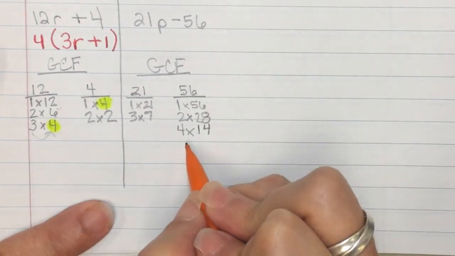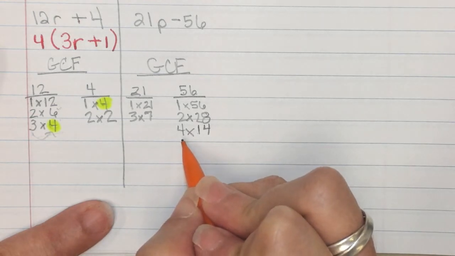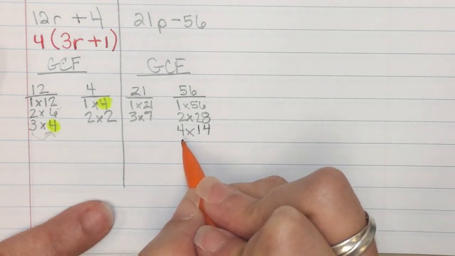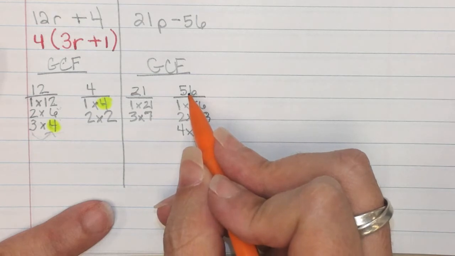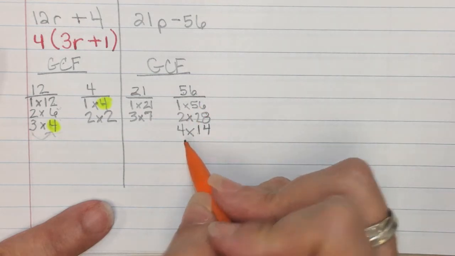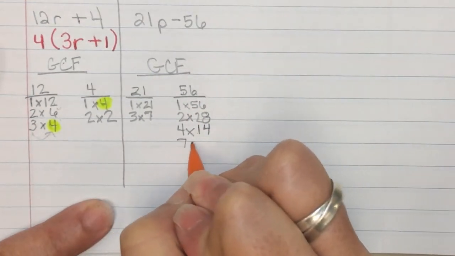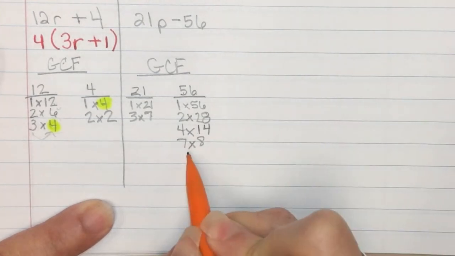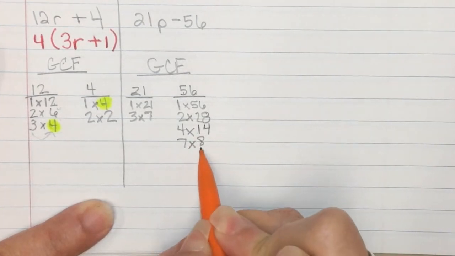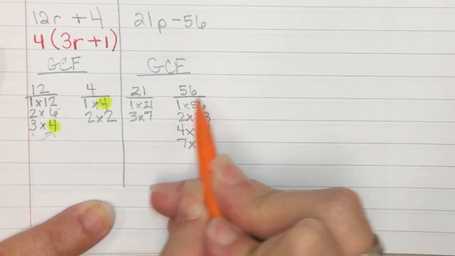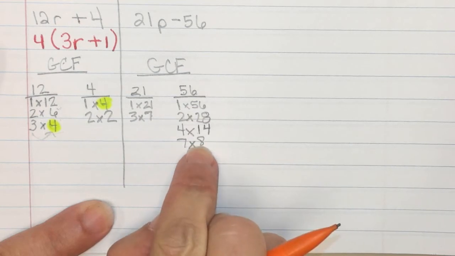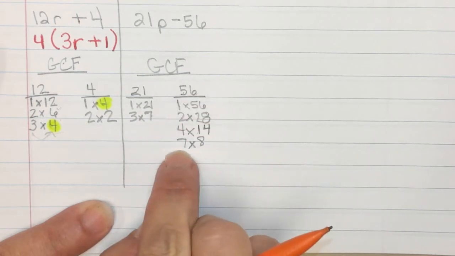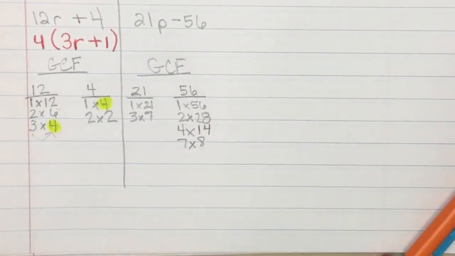Will 5 work? Nope. 6. Yeah. What's 6 times 9? 54. It won't work. 6 won't work. 7. 7 times 8. See how once I've reached 7 and 8, that would be the next number. So it's all in a nice, pretty order. Now, I start with 21. Is there a 21? No. 7. Yes, there you go. That is that GCF.